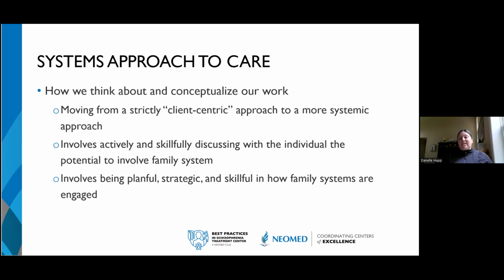So when we're talking about taking more of a systems approach to care, this is really a shift in how many of us were trained. We're trained to be individual providers for the most part. So how we conceptualize our work is moving from a client-centric perspective to a more systemic approach, even if you're still working with just an individual and you never see the other members of that family system.